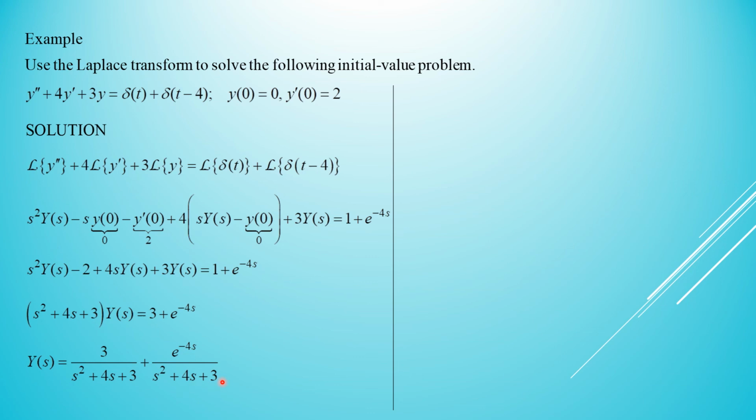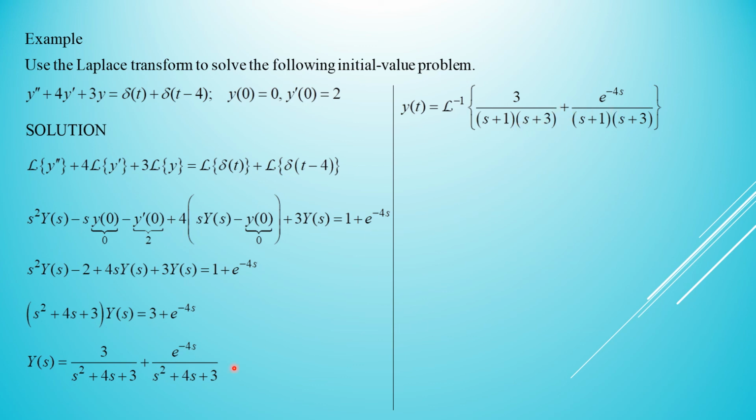Now we want to find y of t, which is the solution for this equation, and to get y in terms of t, we are required to find the inverse of Y(s). Okay, so we write y(t) is the inverse of the first term plus the inverse of the second term.